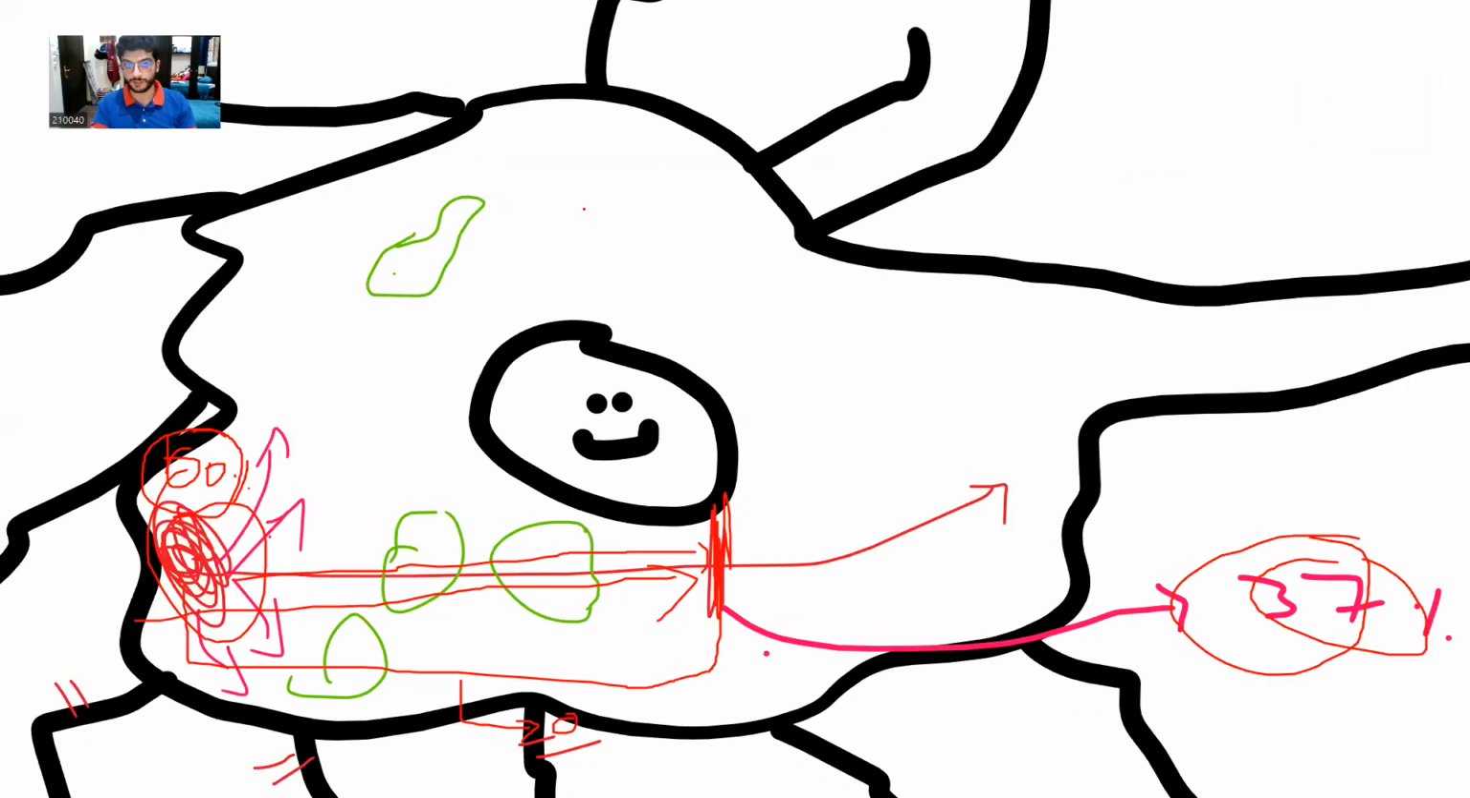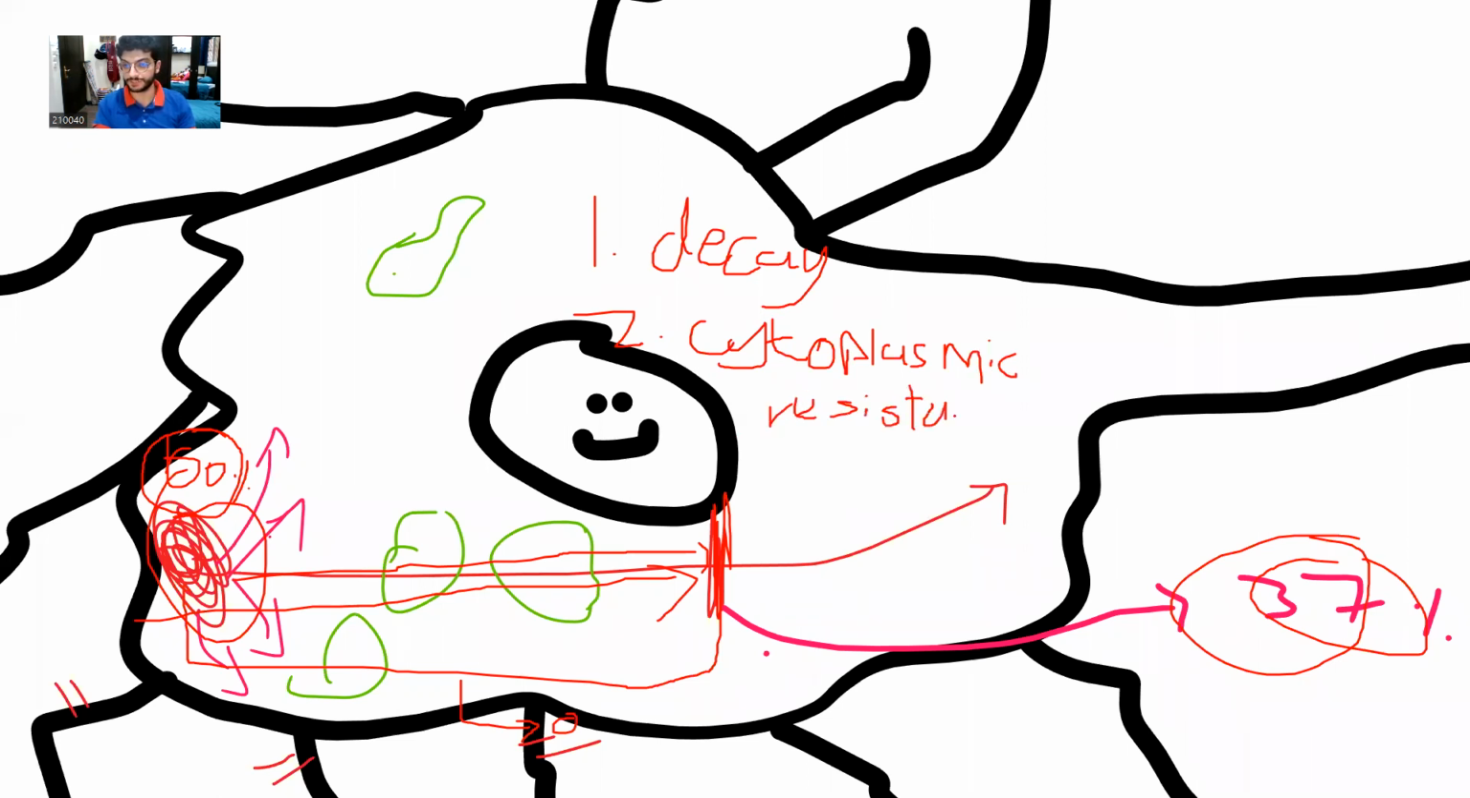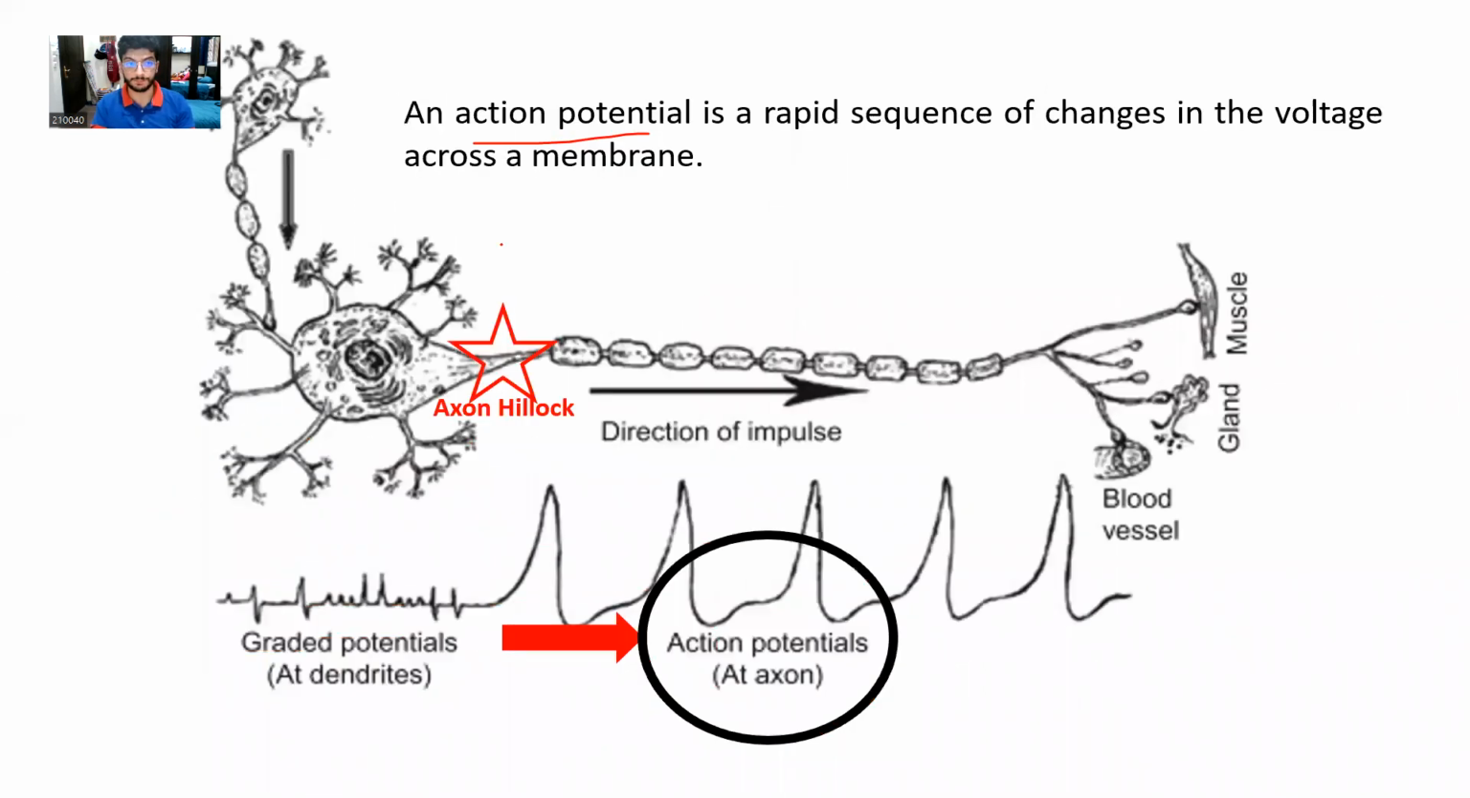And the two factors are, number one, decay or leak, and number two, cytoplasmic resistance. I'll send the slides to you guys, by the way, and there's a recording as well, so you can check it out after. All right, an action potential is a rapid sequence of changes in voltage across a membrane. The more the length constant, the more chance to get to the trigger zone, right? Yep, that's correct.